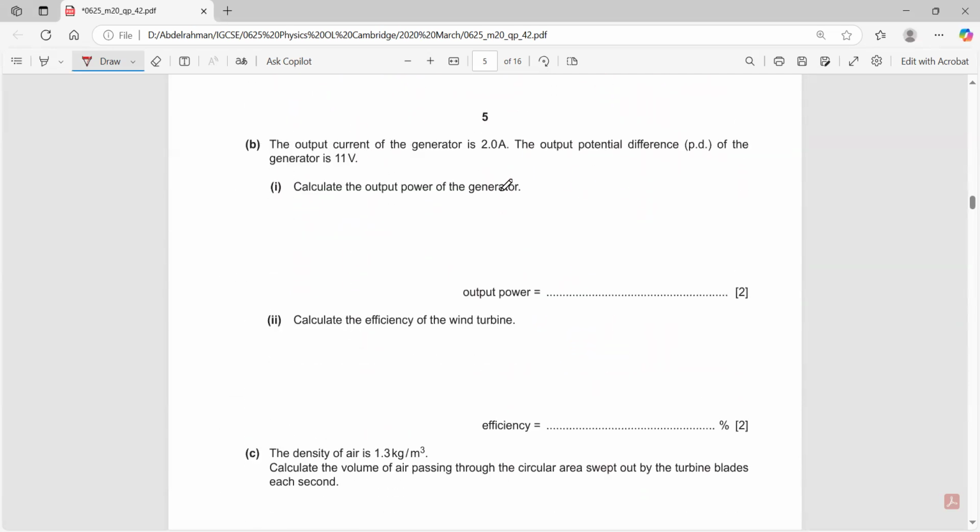The output current of the generator is 2 amperes. The potential difference is 11 volts. Can I find the output power? Power equals IV or VI. 2 times 11, 22 watts. Right? Can I find the efficiency? Yes, I can find the efficiency in percentage.